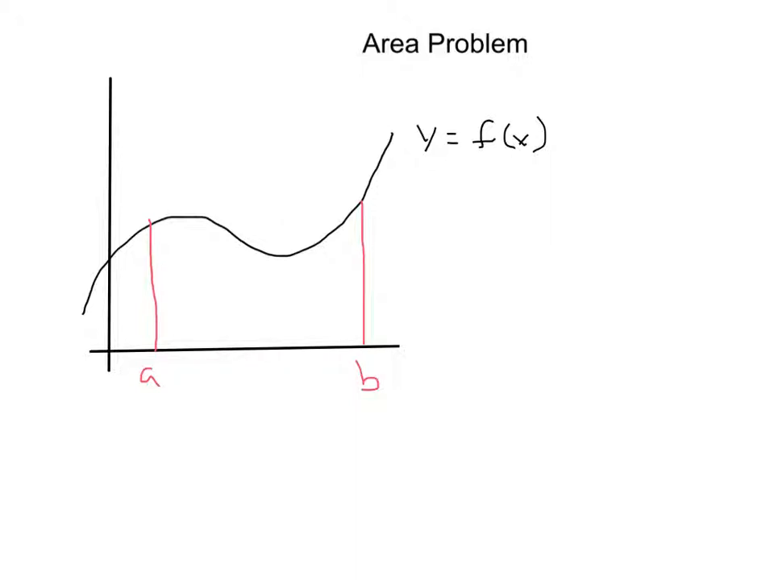And we get these rectangles by doing what's called a partition. A partition of an interval just breaks the interval up into pieces. So in this case, I'm going to break my interval up into 4 pieces.